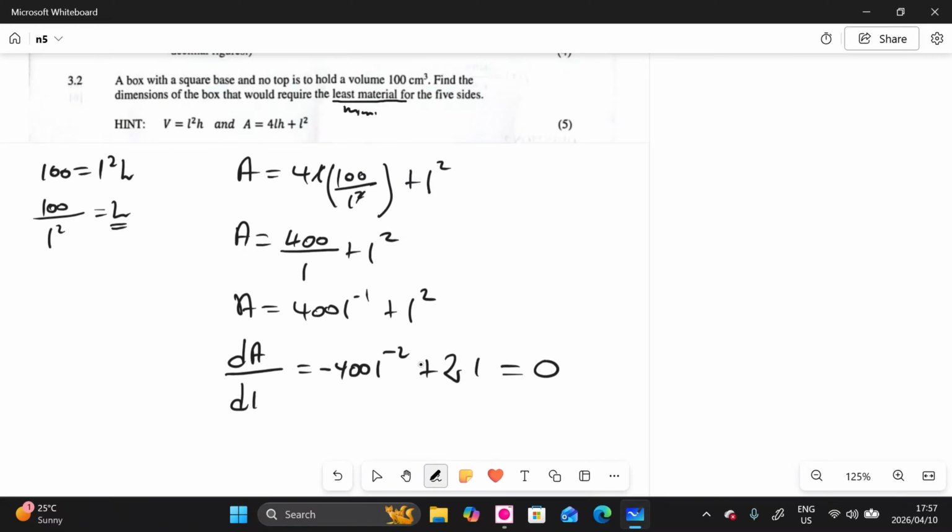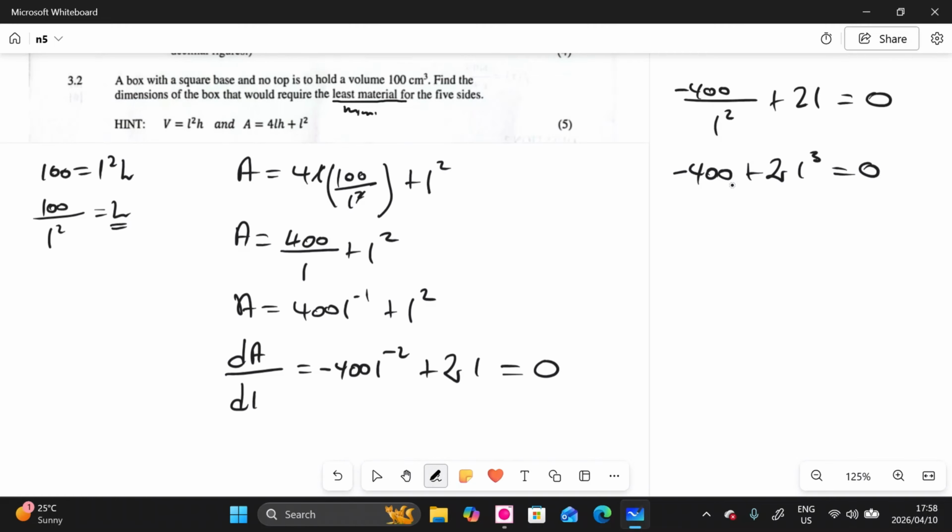So from here we can rewrite this. Let me do it on top there. We can say -400 divided by length squared. Remember, we have the power of -2 there, plus 2 length is equal to 0. From here, we can simplify this and make it linear. We multiply by length squared throughout. So the first term is going to be -400, plus the second term, 2 length cubed, equal to 0.